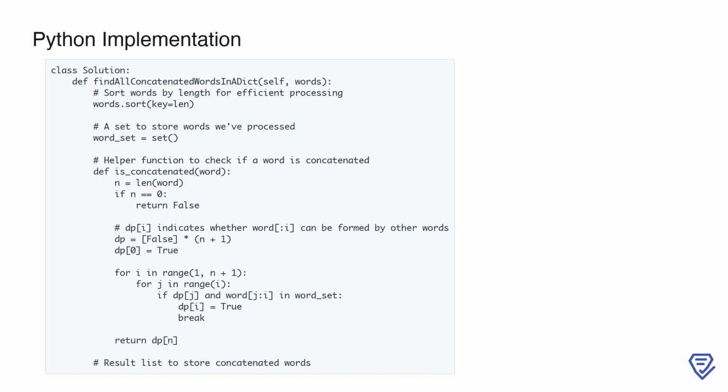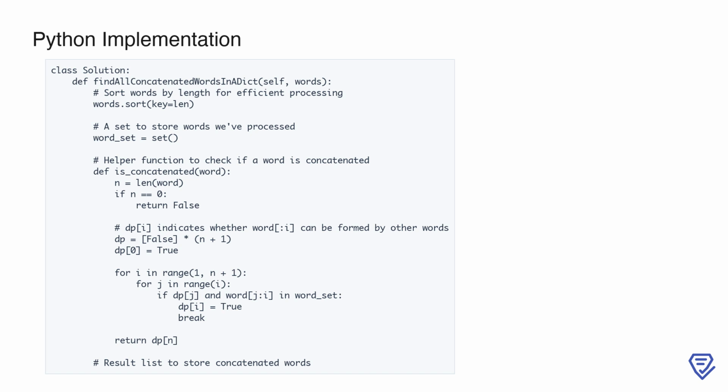The nested loops iterate over all possible substrings of the word, checking if any valid prefix exists in word_set and updating the dp table accordingly. Finally, the function returns the value of dp[n], where n is the length of the word, indicating whether the entire word can be concatenated.